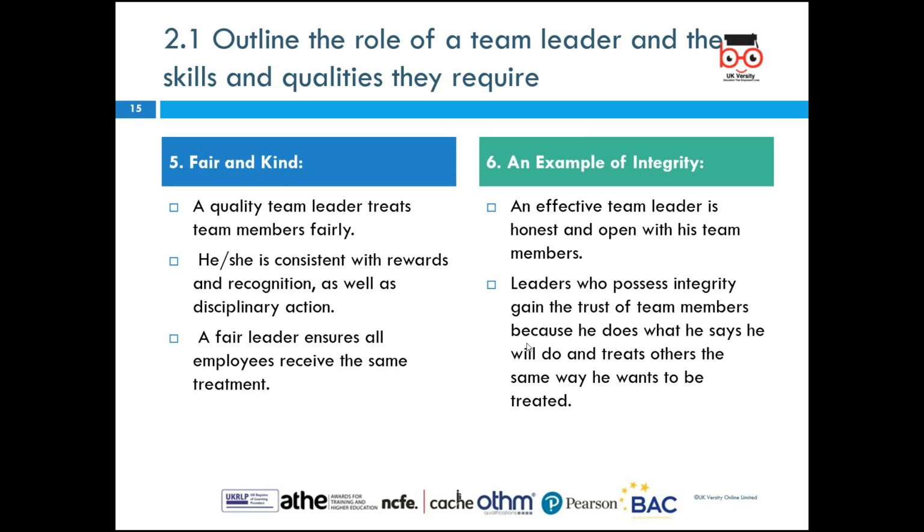A good team leader is also an example of integrity. So to be an effective team leader, you need to be honest and open with your team members. If you're hiding things or you've got something going on in the sly or you've got your own agenda, you're going to lose that trust with your team. So it's important that you are open and honest with them, and treat them the way you want to be treated as well.